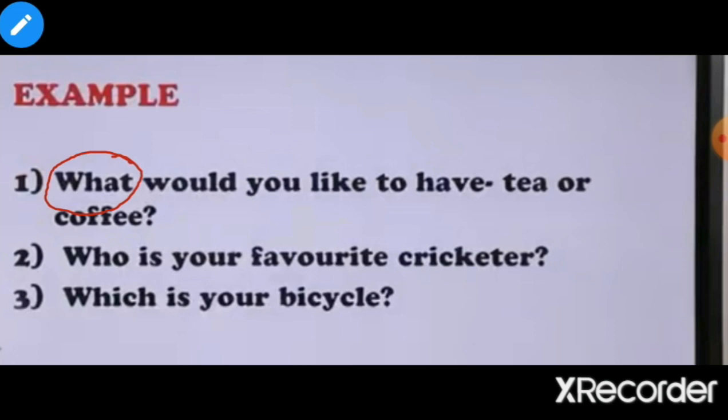Who is your favorite cricketer? Who is the interrogative pronoun. Which is your bicycle? So which is the interrogative pronoun. I hope these examples are clear to you.